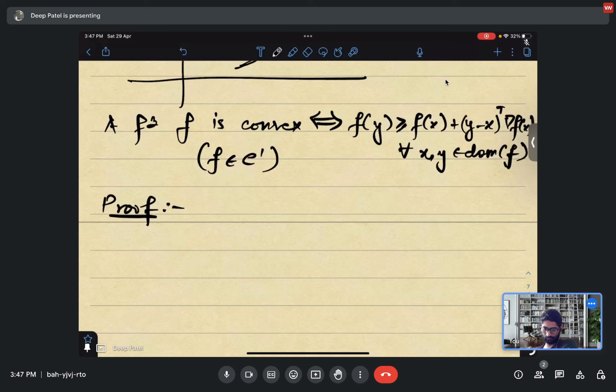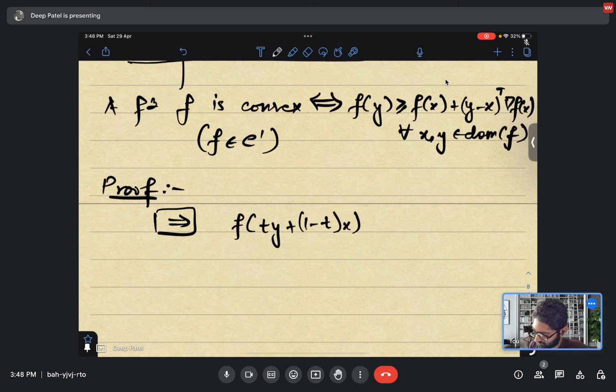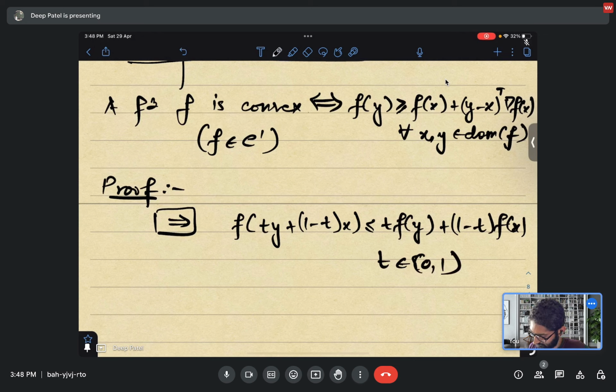So we'll proceed with what we are given, which is to say f is convex. So we'll go this way. So what we are given is f of ty plus (1 minus t)x is less than or equal to t f of y plus (1 minus t) f of x. Of course, t belongs to [0, 1]. And for reasons which will become clear a bit later, we'll just take for now t excluding 0 and 1.